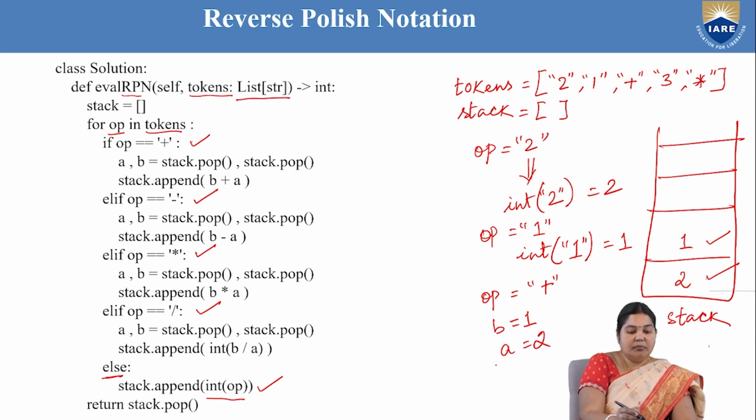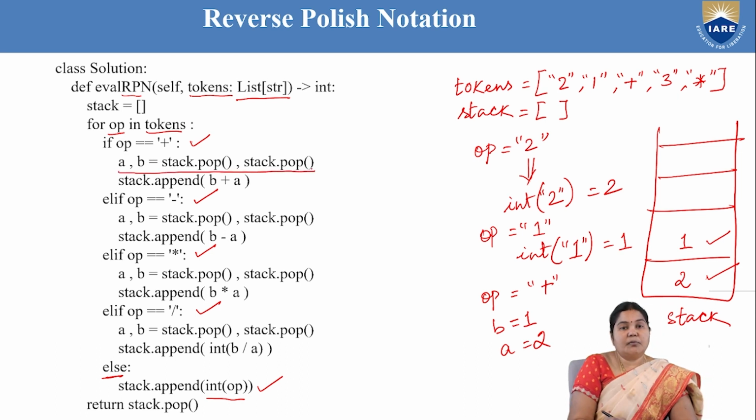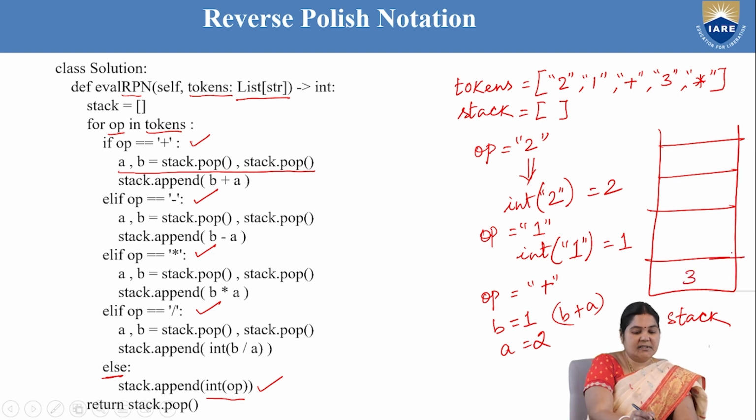Now what we have to do? For that we have written a comma b is equal to stack dot pop, 2 times. So 2 pop operations you have to do, store the values into 2 different variables, and then you do the addition b plus a, and then append it onto the stack. So b plus a is 1 plus 2, which is 3. So we'll append it onto the stack. You can see that stack dot append of b plus a.